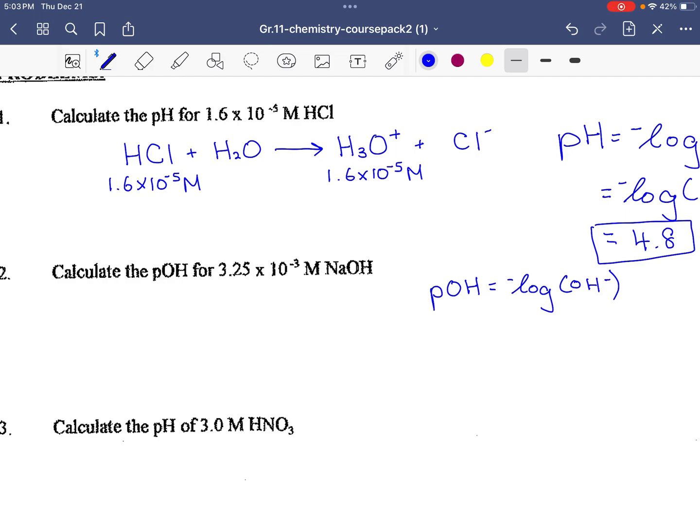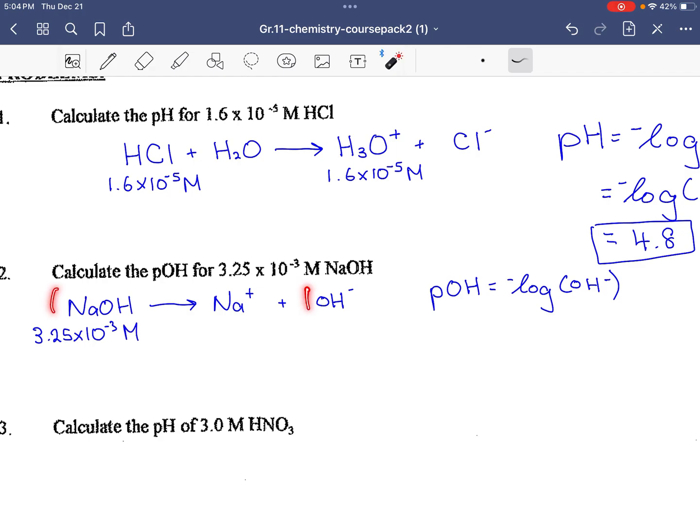Alright? So, in this case, you have NaOH. NaOH in the presence of water will break up to give you Na plus and OH minus. Okay? Now, the ratio here is 1 to 1. But not all bases are like that. Sometimes you'll get 1 to 2. Sometimes you'll even get 1 to 3. It all depends. But for NaOH, it's going to be 1 to 1. So let's see. We have 3.25 times 10 to the power of -3 molarity. Since this is 1 to 1, that means OH is also going to be the same thing.